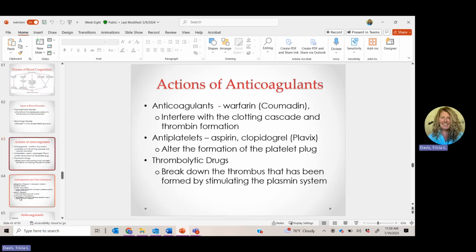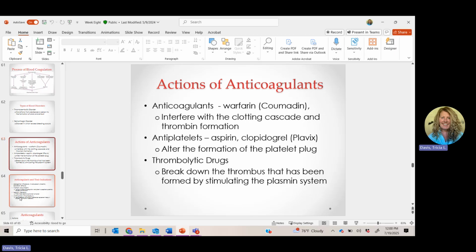So we have 3 types of actions with our anticoagulants. You guys need to understand the classes of these medications. You will need to know this for your exam. You need to understand it and be able to apply it. We have medications that are anticoagulants. Anticoagulants interfere with the clotting cascade and our body's ability to form thrombin. An example of these medications are your warfarin or Coumadin.